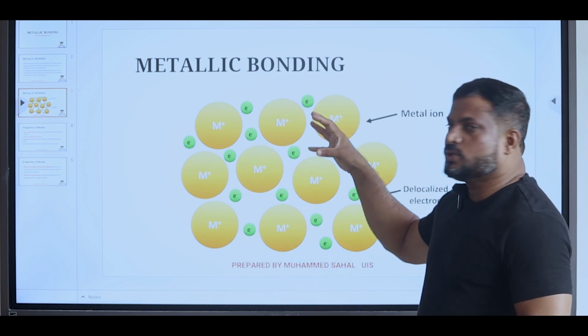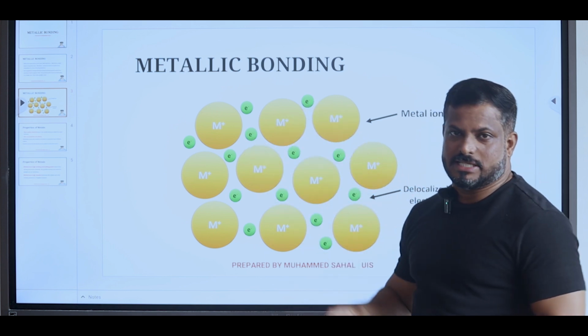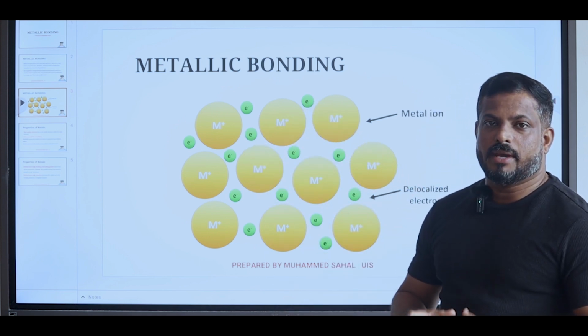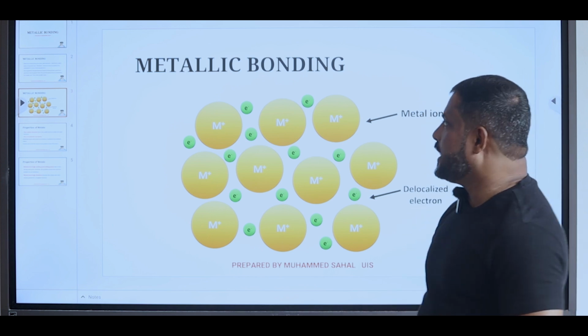And then there is an electrostatic force of attraction between these positive ions and the negative electrons, and a bond forms, and that bond is said to be metallic bonding.